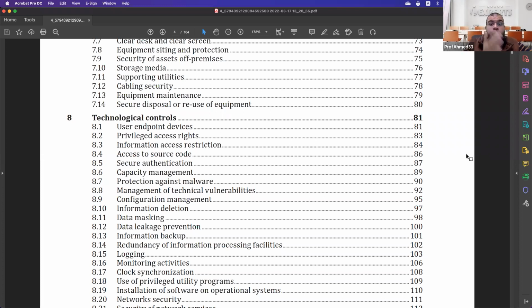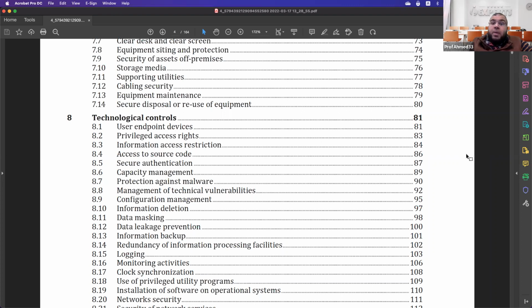We have endpoint protection, which includes antivirus, anti-malware, anti-rootkits, anti-spam, anti-web attacks, anti-ransomware, firewall, host-based firewall. So this is a security solution; we call it an endpoint protection solution. Privileged access rights, information access restrictions, access to source code. Yes, I can control access to the source code using cloud-based or local solutions, but you must control something like that.